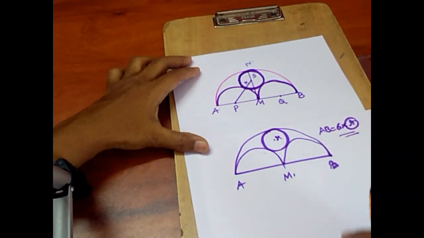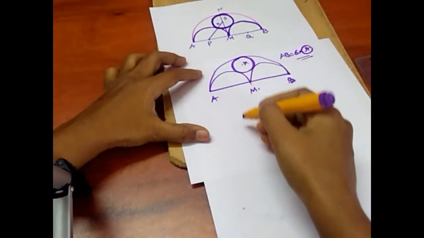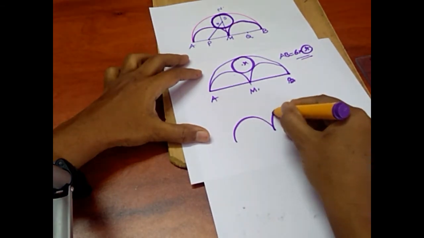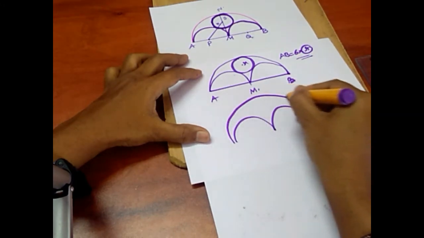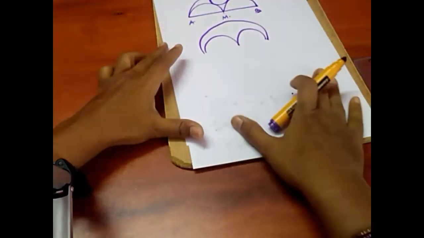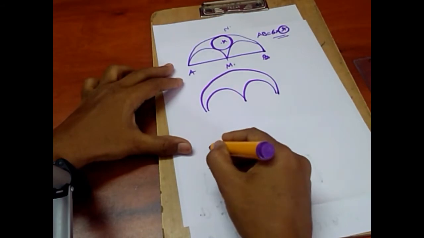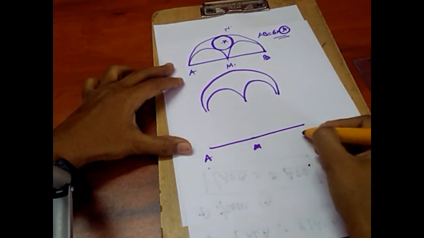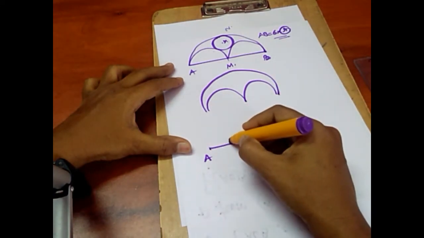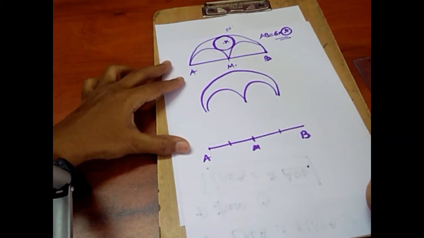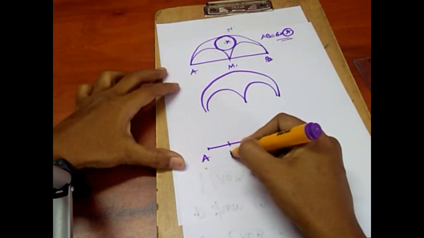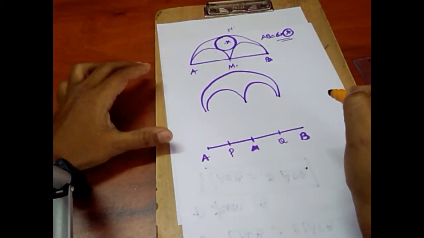Now try to understand the question very carefully, children. Here I can find 3 semicircles. This is semicircle 1, this is semicircle 2 and this is semicircle 3. It is said that AM is a diameter and MB is also a diameter. So the midpoints of AM and MB will be the centers of the semicircles drawn with AM and MB. Let us mark these as P and Q.